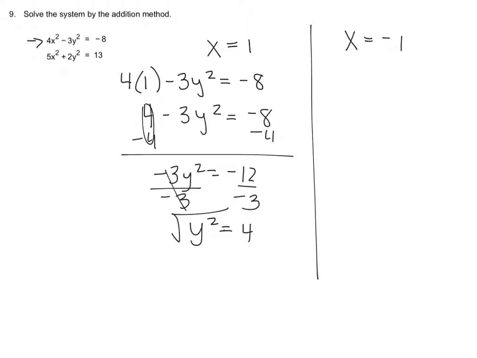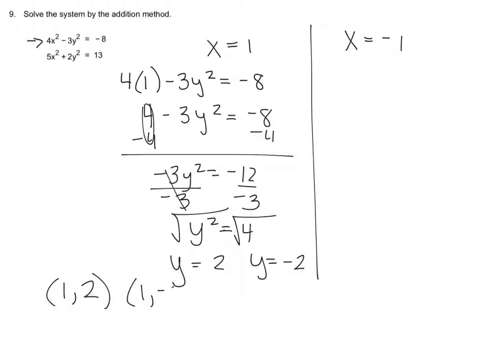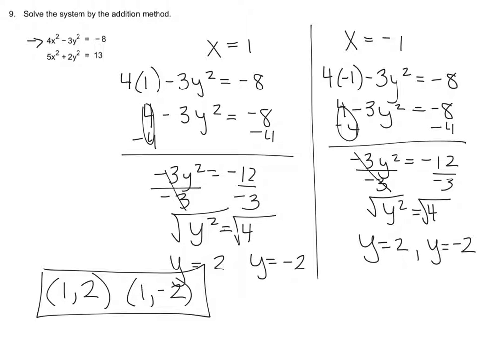So we'll take the square root of both sides, and we get y equals a positive 2 and y equals a negative 2. So that means that when x equals 1, I have y equals 2, and also when x equals 1, I have y equals negative 2. So these are two solutions. Now I can do the same thing with x equals negative 1.